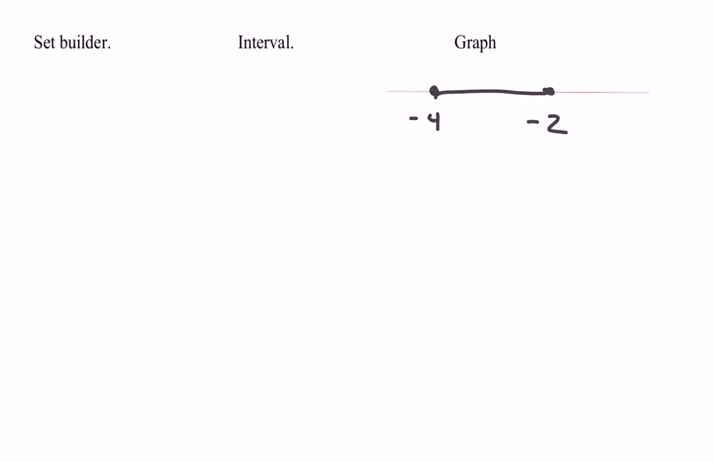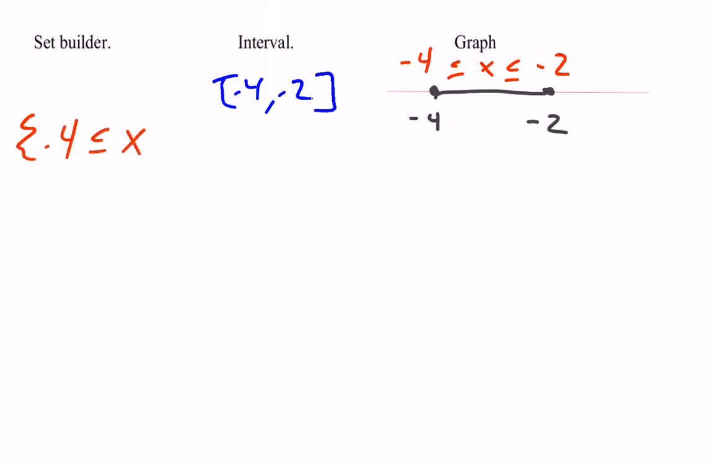Okay, next one. So interval notation, I'm going to do a straight bracket because of the negative 4. And I'm going up to a negative 2, and I'm going to close that with another straight bracket because I have a filled-in circle. So in terms of set builder notation, I have the x's between negative 4 and negative 2, and these are going to have the equal to because of the filled-in circles. Negative 4 is less than or equal to x is less than or equal to negative 2.